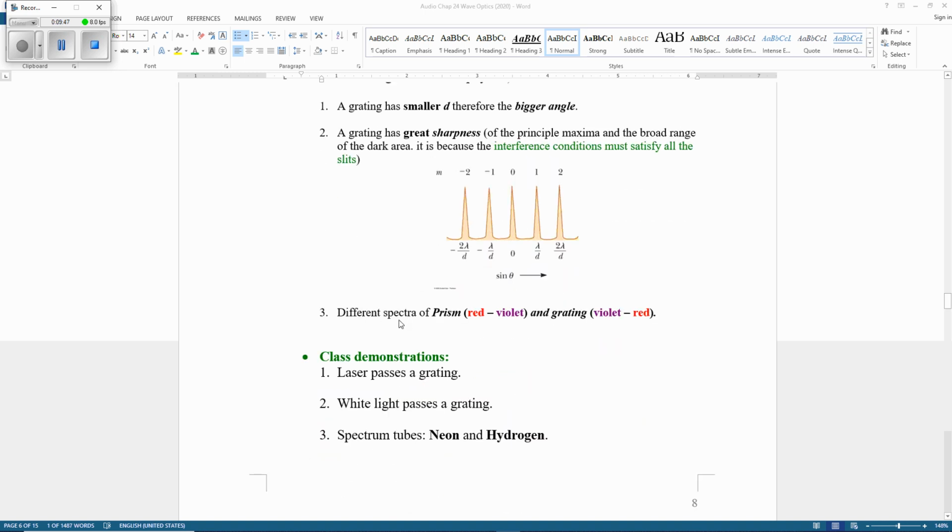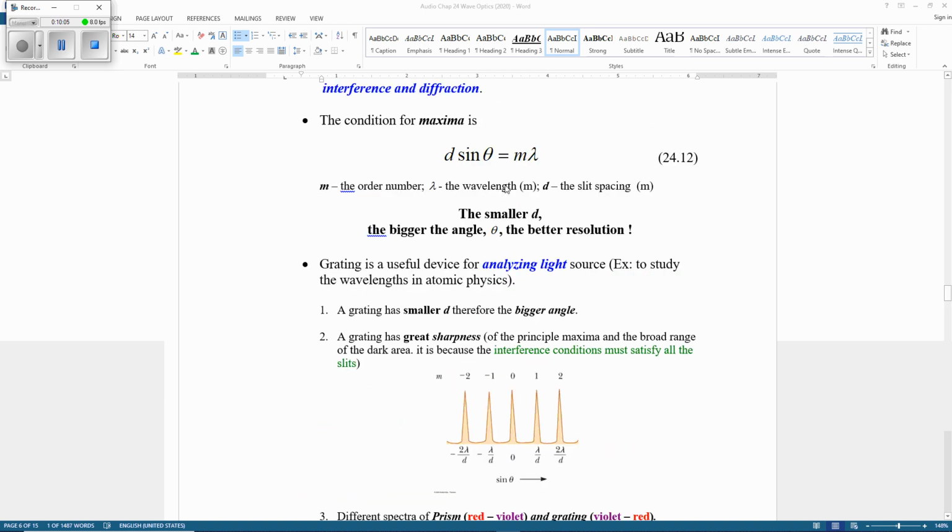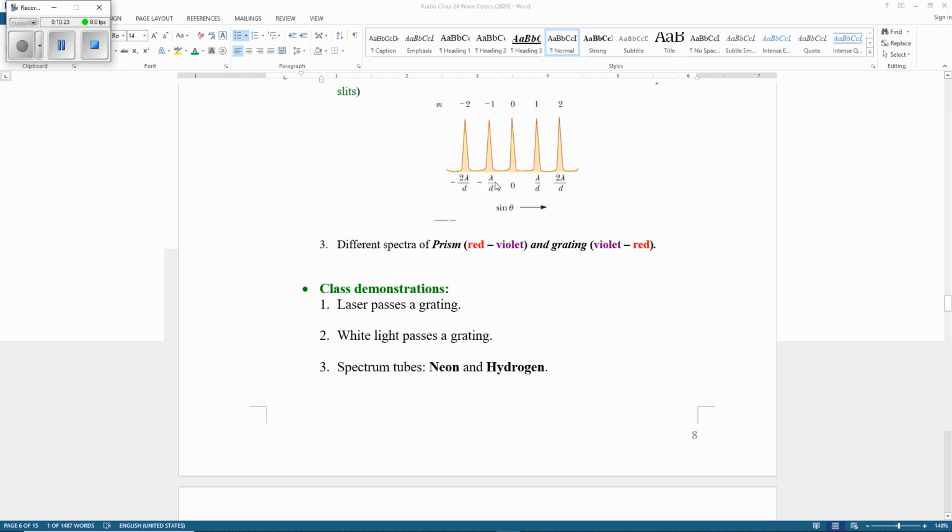And the different spectrum: for the prism, the red goes smaller angle, violet goes bigger angle. And for the grating, it's opposite. Violet goes smaller angle and red goes bigger. Because you see this, if d is fixed for a given grating, longer wavelengths go bigger angle. So red light will go bigger angle, violet, shorter wavelength, goes smaller angle. So that's a few things.